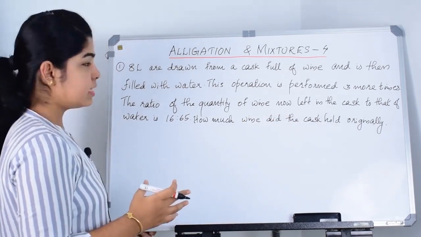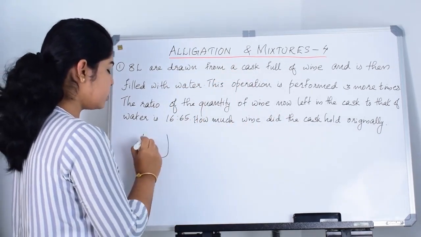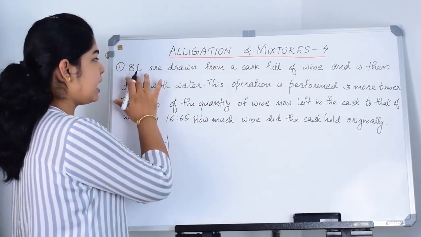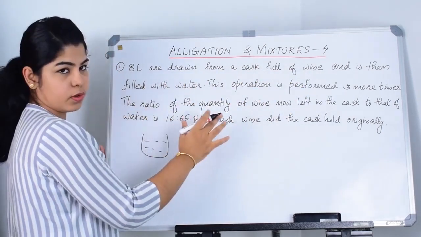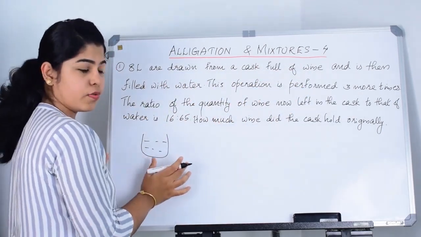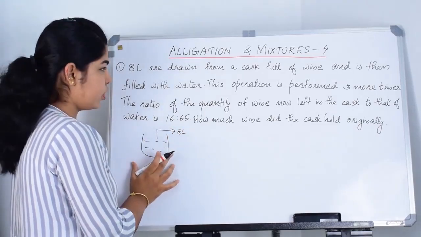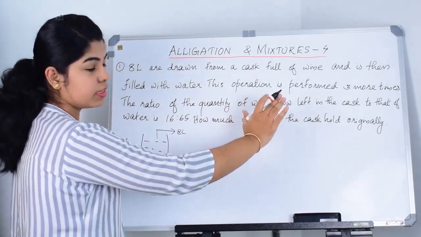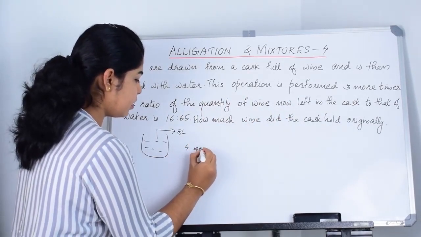So here it is given there is a cask which is full of wine, and 8 liters are drawn from the cask and then filled with water. So from this cask which is full of wine, 8 liters is taken out and replaced with water, and this operation is performed 3 more times. So total 4 operations are done.